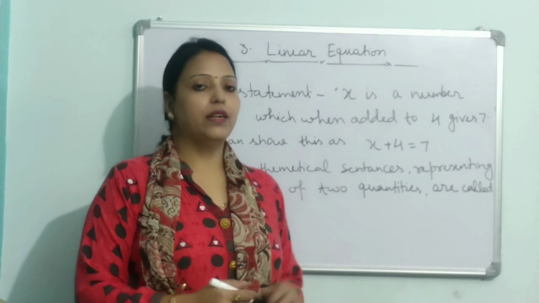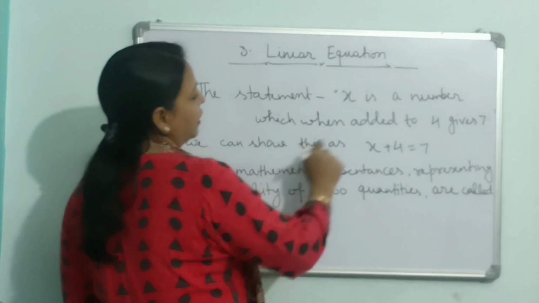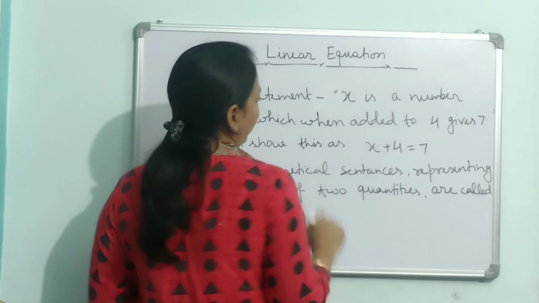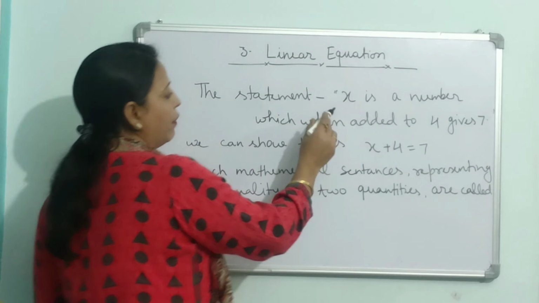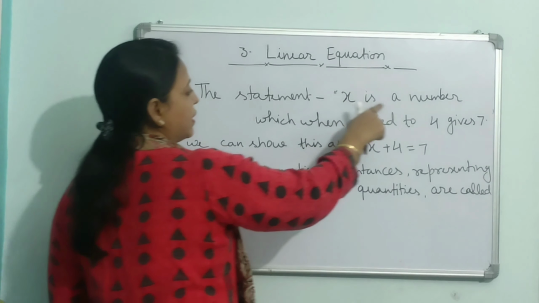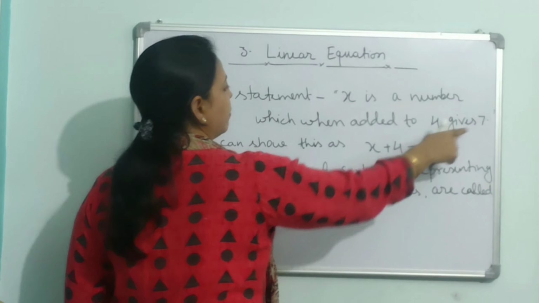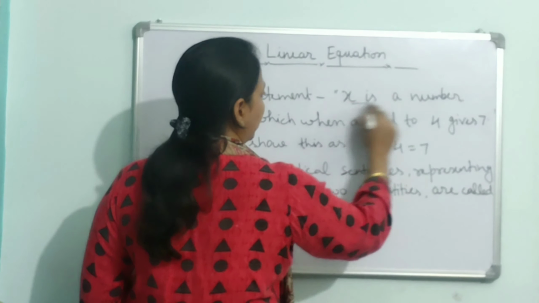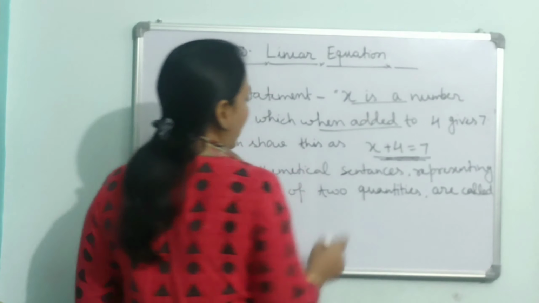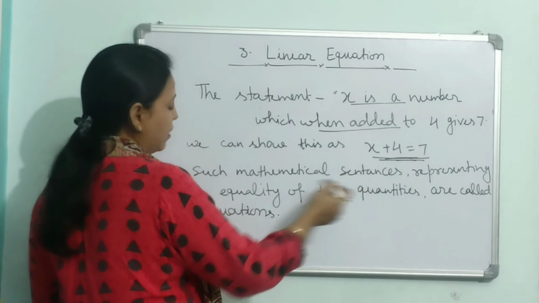So here I have written a mathematical statement: x is a number which when added to 4 gives 7. You have to write this in the form of a mathematical equation. So this statement you can represent in this form. This form, which is a mathematical sentence, is known as an equation.